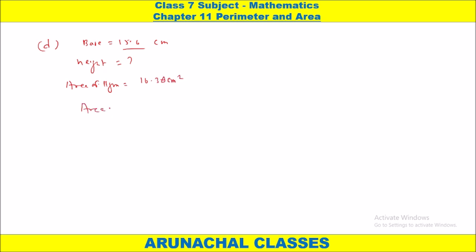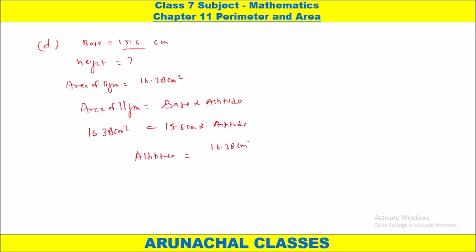Now we know that area of parallelogram is given as base multiply with altitude. So base value is given as how much? Base value is given as 15.6 centimeter, and altitude is not given. Area of parallelogram is given as 16.38 centimeter square. So now here we have to find out altitude. That will be equal to 16.38 centimeter square divided by 15.6 centimeter.